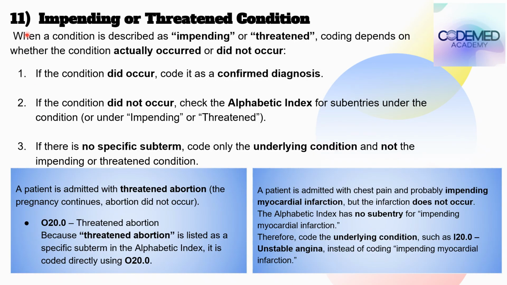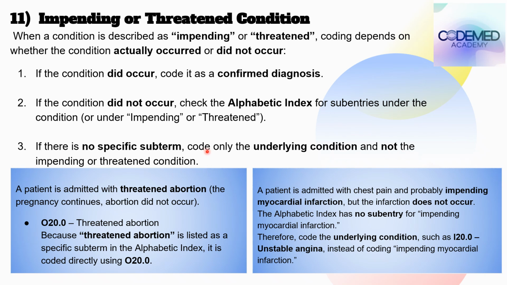So let us take the guideline 11, impending or threatened condition. When a condition is described as impending or threatened, coding depends on whether the condition actually occurred or did not occur. If the condition did occur, code it as a confirmed diagnosis. If the condition did not occur, check the alphabetical index for the subentries under the condition impending or threatened. If there is no specific subterm, code only the underlying condition and not the impending or threatened condition.